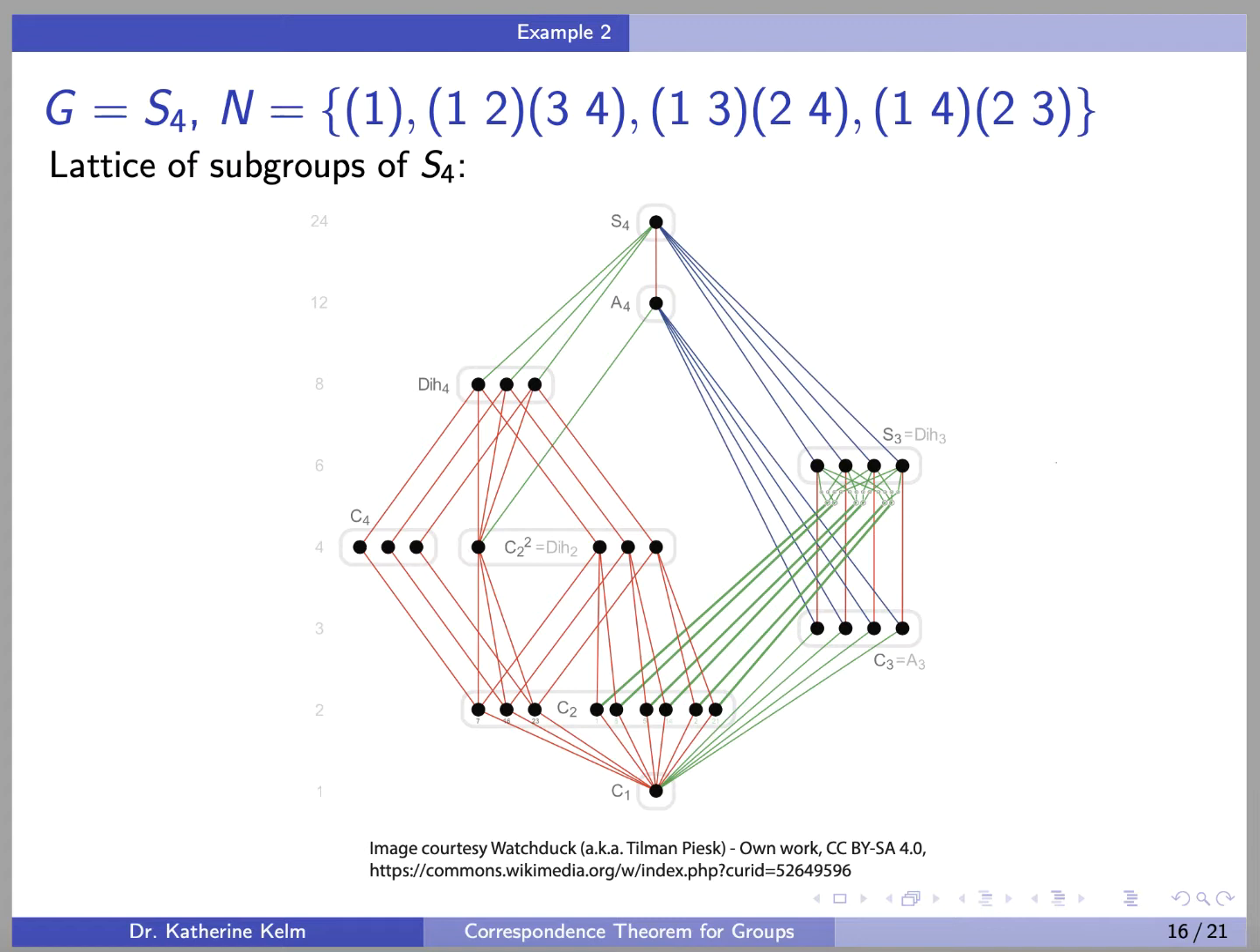Now S4 is quite a complicated group. Look at this beautiful subgroup lattice. So this is a complete subgroup lattice for S4, but luckily we're only going to look at a part of it because we are only interested in the subgroups of S4 that contain N. And this here is our N. So we're only going to see this part of the diagram. So here it is.